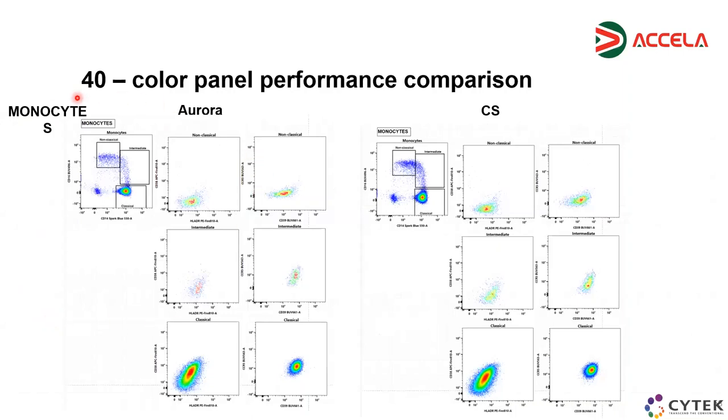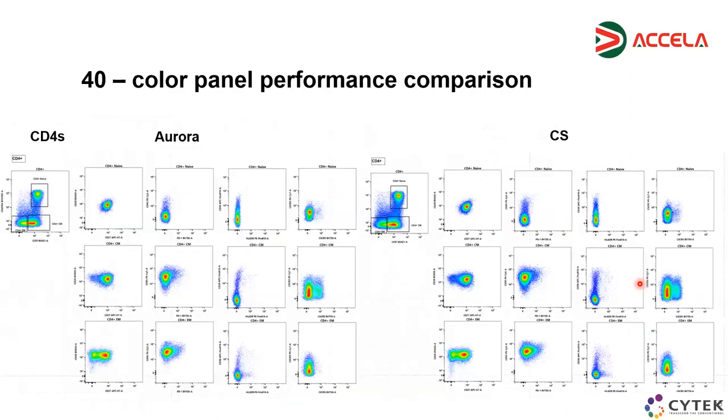You can see here another example comparing the monocytes, Aurora and the cell sorter. Also here, very, very similar resolution and output, the CD4. So I'm just taking some examples extrapolated out of this 40 color panel to show you that we are really ready to transfer the existing panel straight away from the cytometer to the cell sorter.